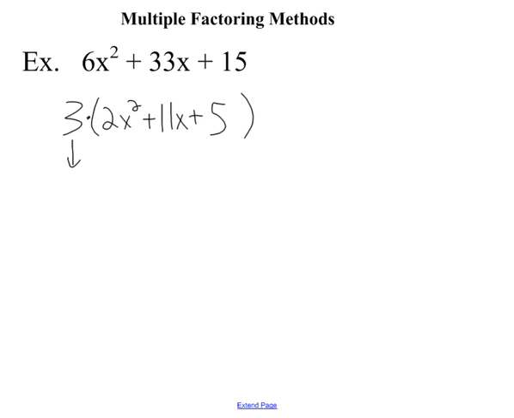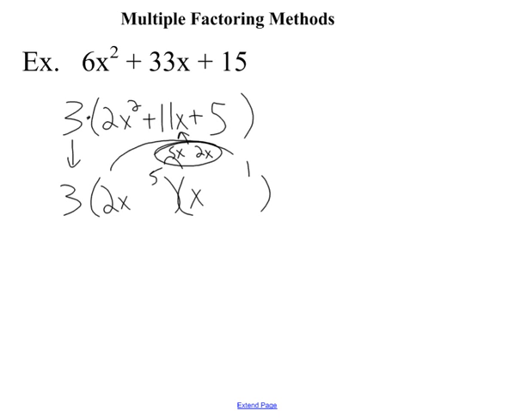Again, the 3 is finished, can't be factored any further. So let's try this. Put the 2 there. So 2x and x. And let's just try positive 5 and 1. If we do the loops, that's going to give me a 5x and a 2x, which does not add up to 11x. So that can't be right.